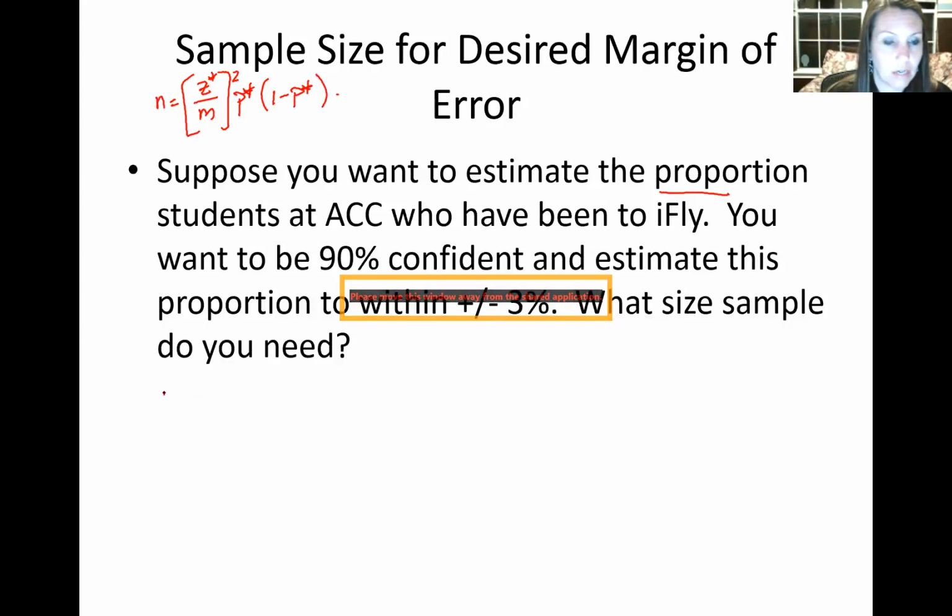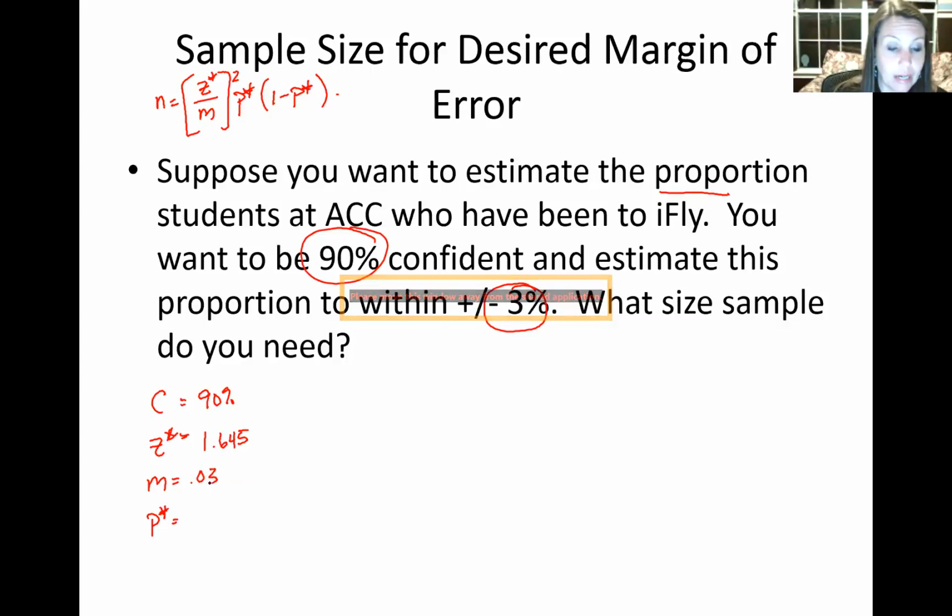All right, so again, I'm going to need how confident I want to be. That's going to help me figure out my Z star. I'll need to know the desired margin of error. And finally, I'll need to have a P star value. So starting with C, my level of confidence says I want to be 90% confident. And Z star for 90% confident is 1.645. So then I have M. M is my desired margin of error. And I want my margin of error to be plus or minus 3%. So written out as a decimal, that's going to be 0.03.